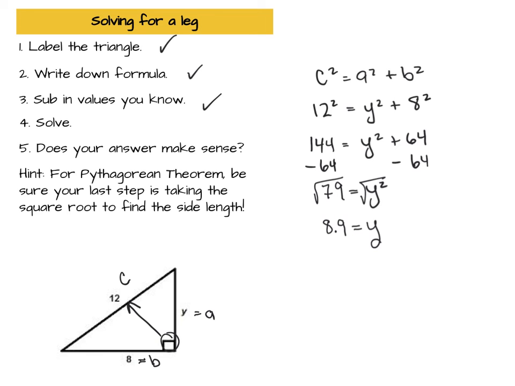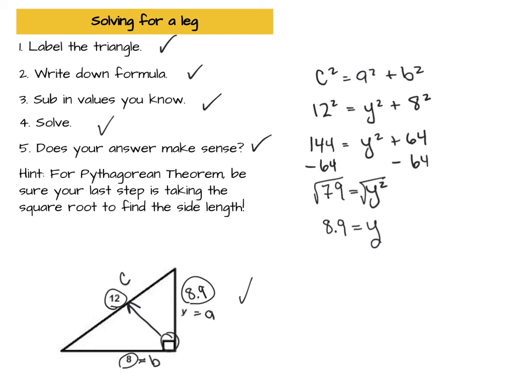Now let's see if that answer makes sense. So let's write it in here. And we have an 8 down here, 8.9 here, and a 12 here. So the legs are shorter than the hypotenuse. So yes, that makes sense.